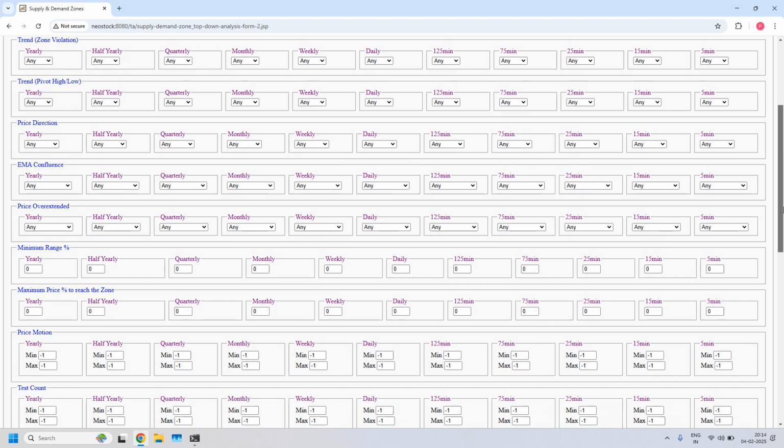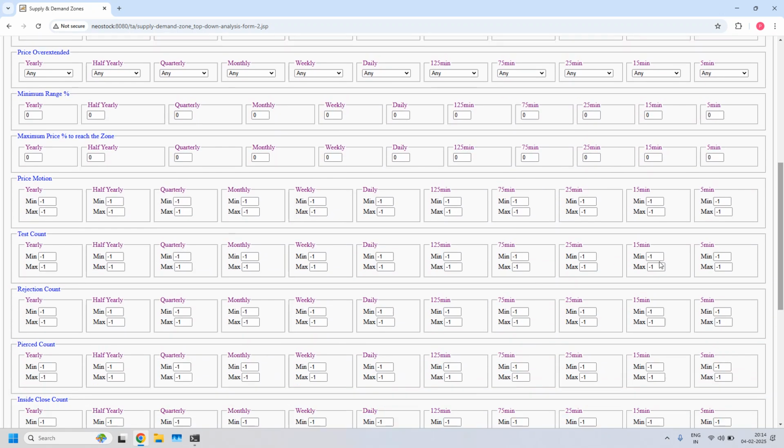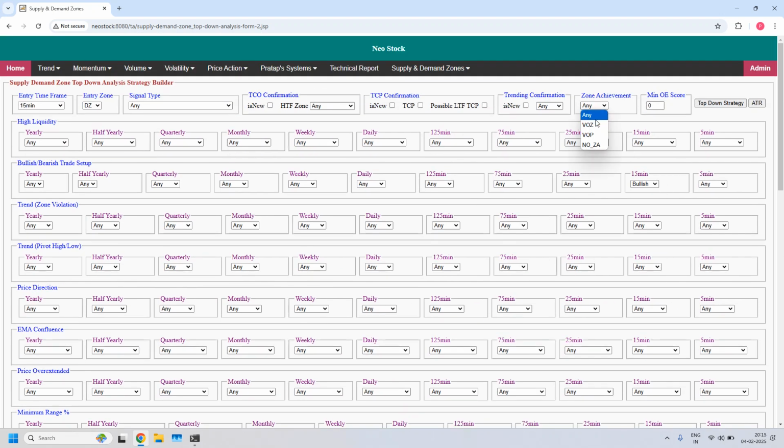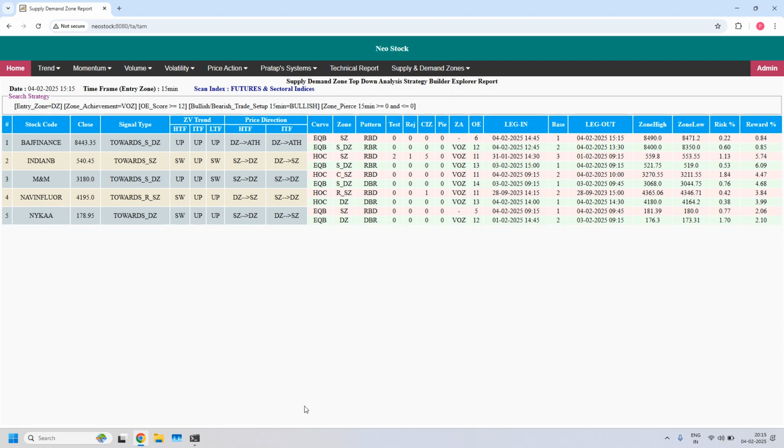3 filters we have to set. First filter, 15 minutes demand zone should not be pierced. So in 15 minutes time frame, minimum value 0, maximum value 0. Zone achievement violated opposing zone, minimum odd enhancer score 12. With all the 3 filters, we got 5 stocks.